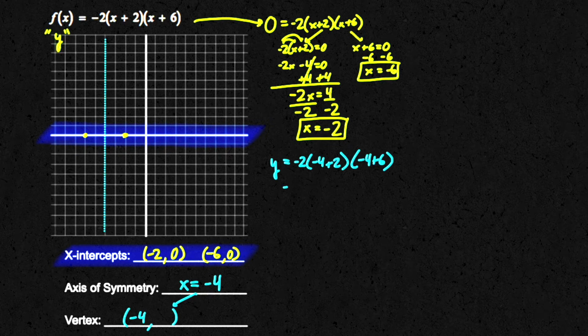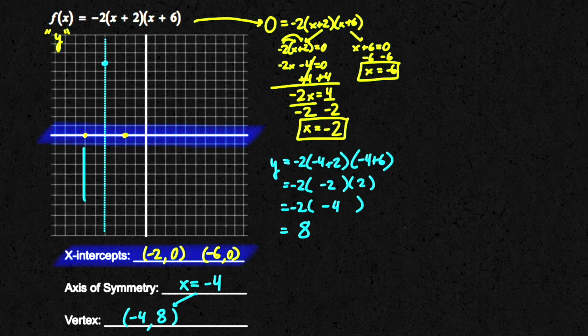So again, order of operations says we should do the inside of the parentheses first, so negative 4 plus 2 would be negative 2, and negative 4 plus 6 would actually be positive 2. Negative 2 times 2 is negative 4, so I'll put those together, and that just makes negative 4. And then negative 2 times negative 4, well, a negative times a negative is positive, in this case 8. So the vertex is at negative 4 comma 8, and that's way up here.